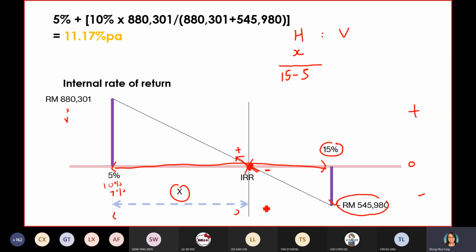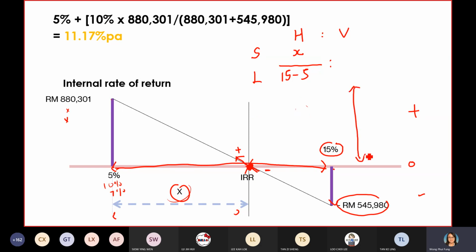First, look at the horizontal line. Shortest versus longest. Shortest is from here to here, x, assuming x. Longest from here to here, 15 minus 5. Mine is 5. If you want to try 7, then you put 7, no? Okay.